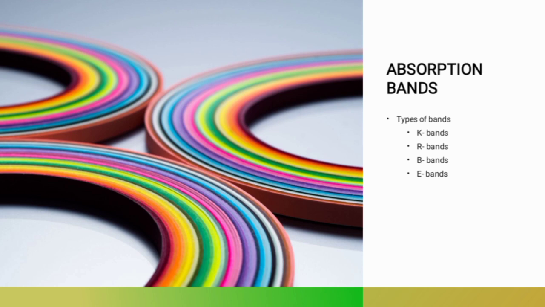The next one is absorption bands. There are four types of absorption bands: K bands, R bands, B bands and E bands. K bands originate due to pi to pi star transition, and they have high molar absorptivity, and compounds containing a conjugated system show them.